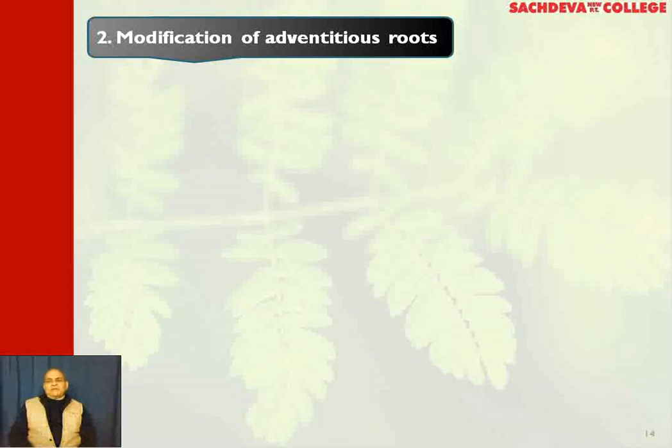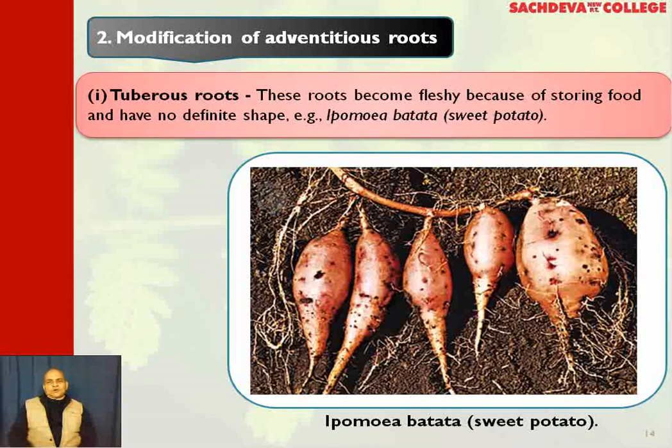Modifications of adventitious roots: tuberous roots. These roots become fleshy because of storage of food and have no definite shape. Example is Ipomoea batatas, which is called sweet potato, or shakarkandi in Hindi, and this is considered to be a poor man's food. People use it after boiling and they are sweet in taste.